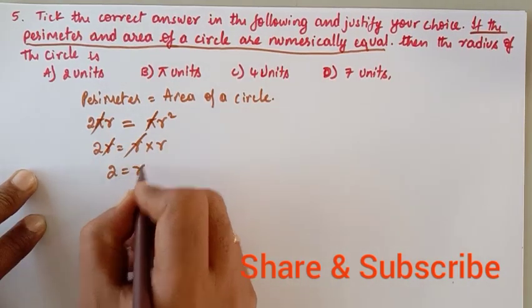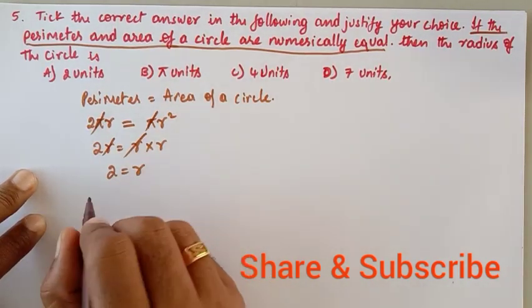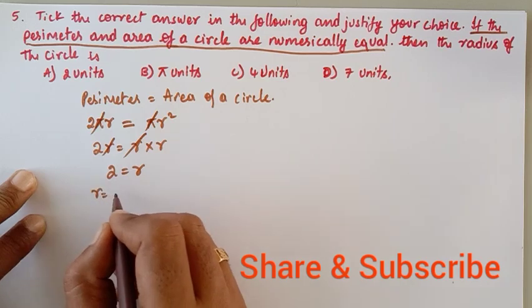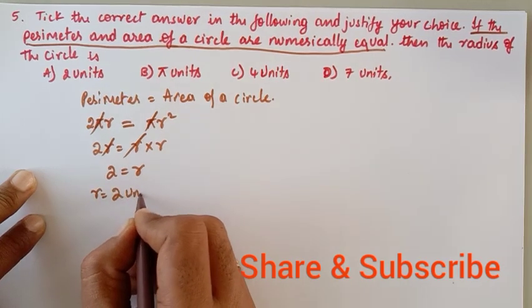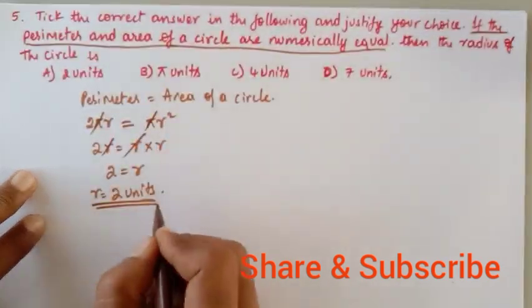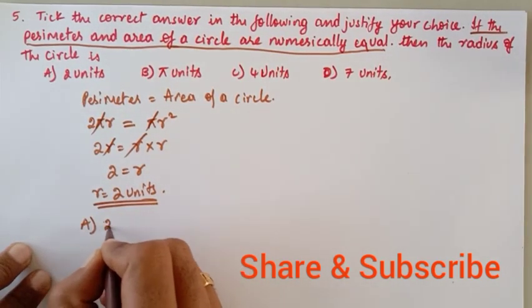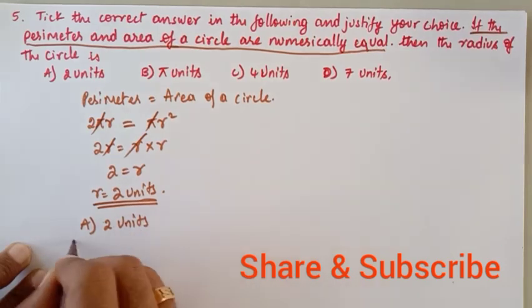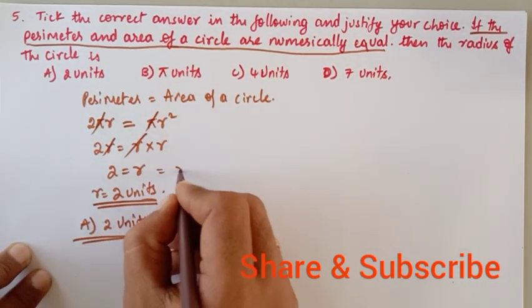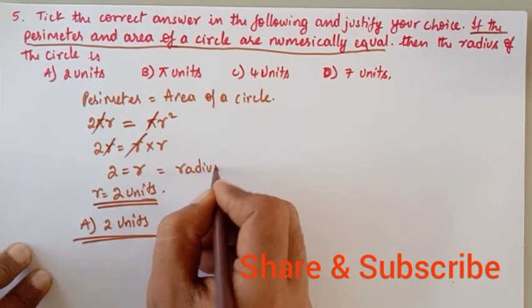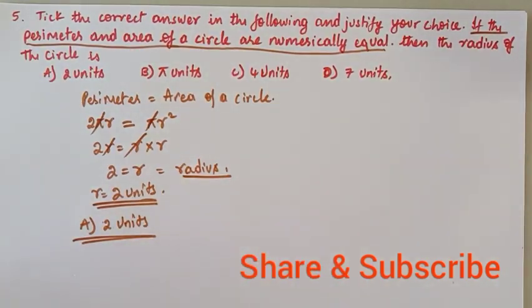So 2 is equal to r. r is nothing but radius. r is equal to 2 units. This is the answer. So option A, 2 units, is the correct answer. I have completed this.